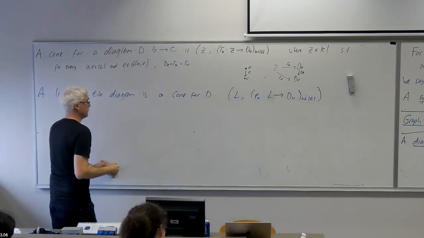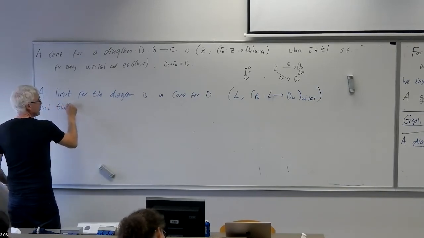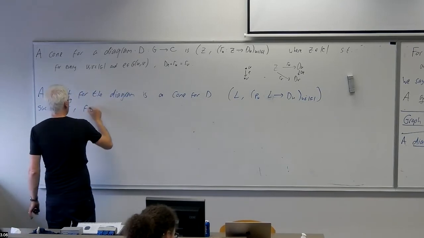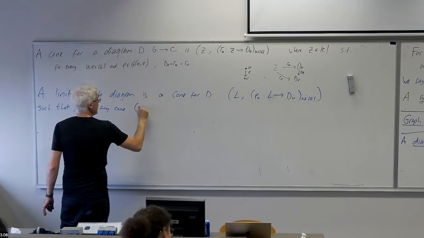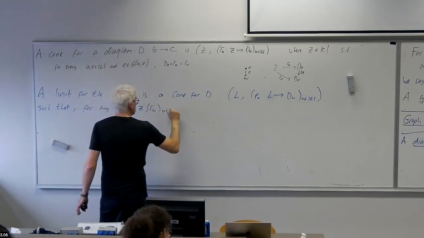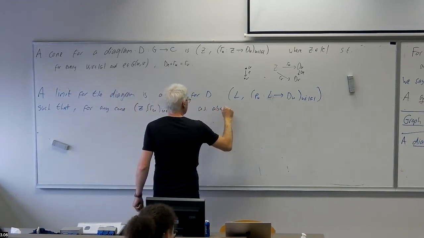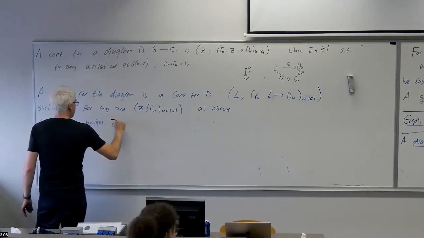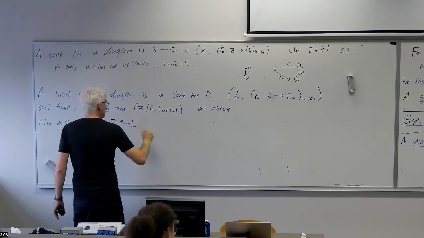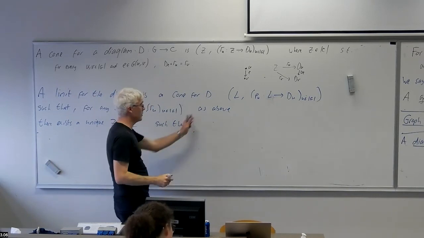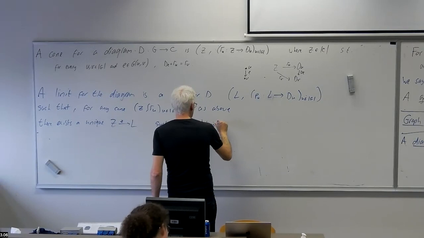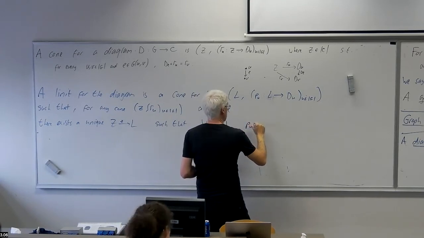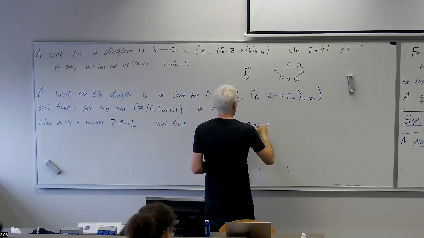That is a cone, such that for any cone Z with maps r_u as above, there exists a unique map little z from Z to L, such that all the triangles commute, so it's a morphism of cones, which means for all vertices u in the diagram shape, p_u composed with z equals r_u.